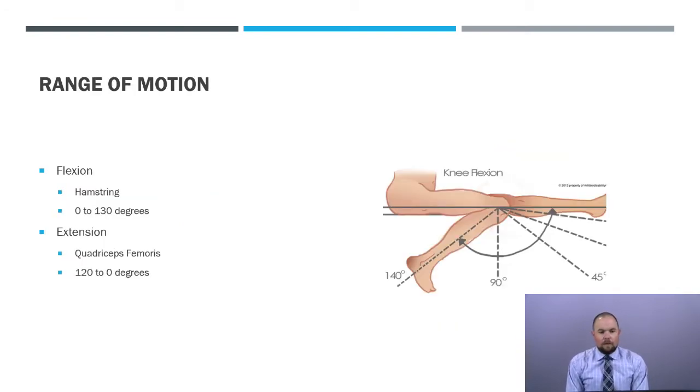Range of motion with the knee: flexion is obtained by the hamstring muscles. Typically 0 to 130 degrees would be a normal range of motion, so I will typically denote their flexion ability. A lot of times with patients with knee effusions, you may not be able to flex past even 90 degrees. I would also document if patients have pain with terminal flexion when we flex their knee backwards. Extension is mainly obtained by the quadriceps muscles, and again 120 to 0 degrees, and sometimes patients even have some hyperextension. You can document that as well.